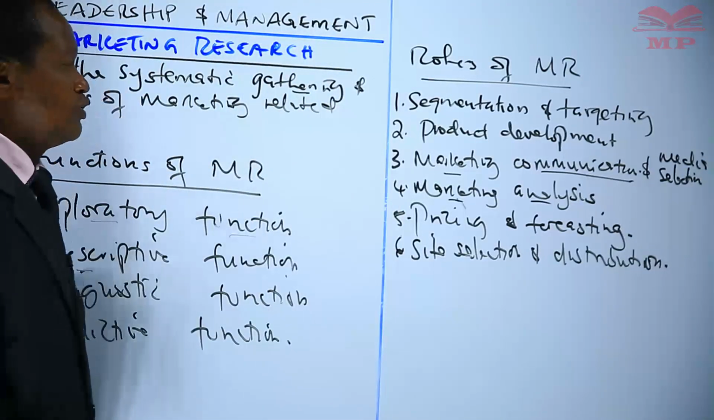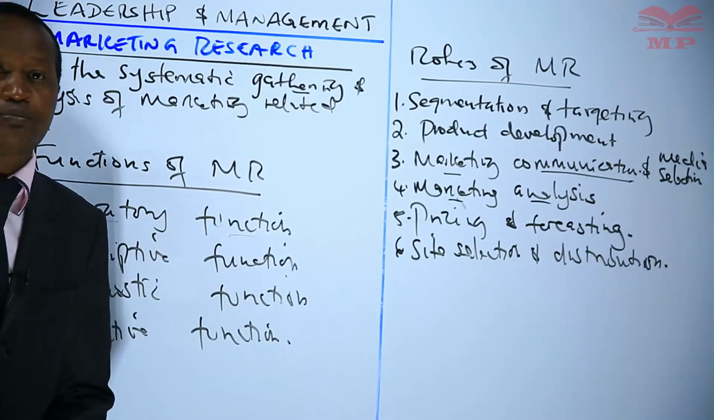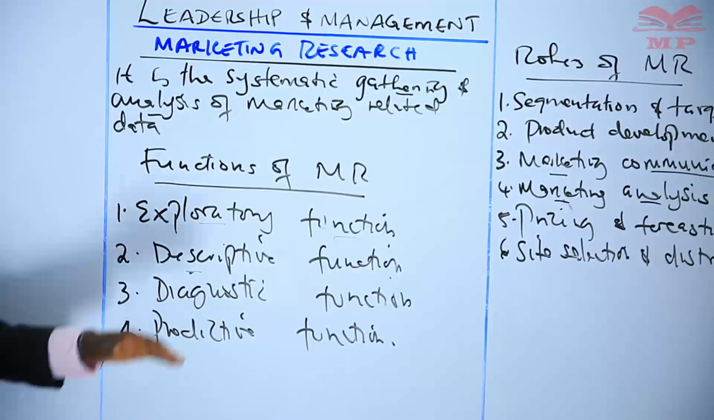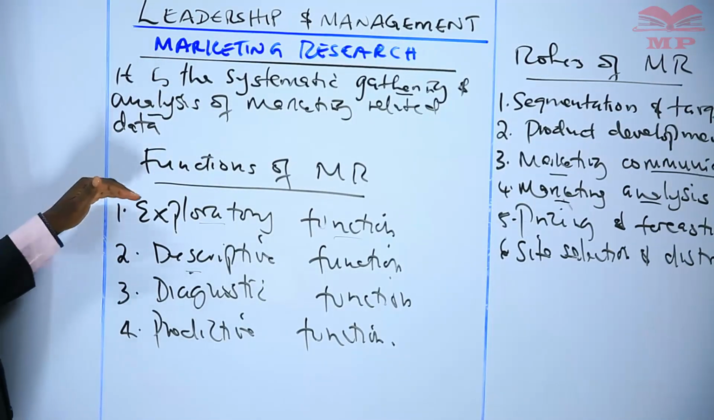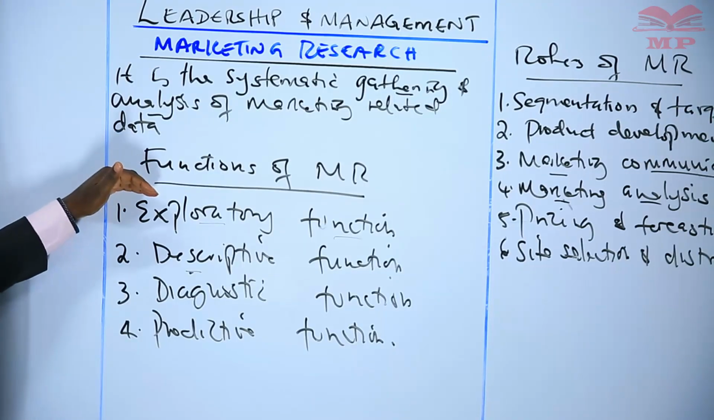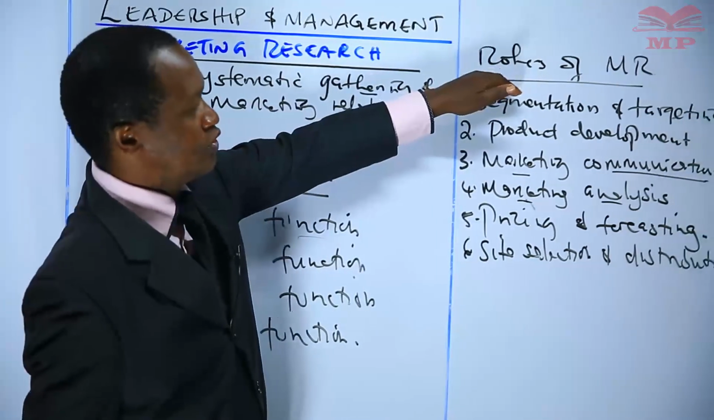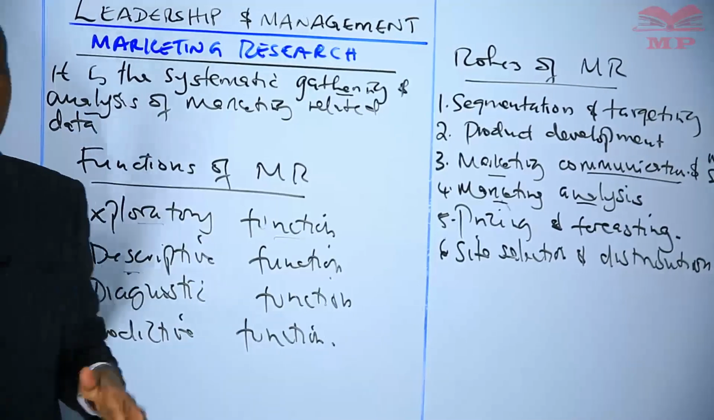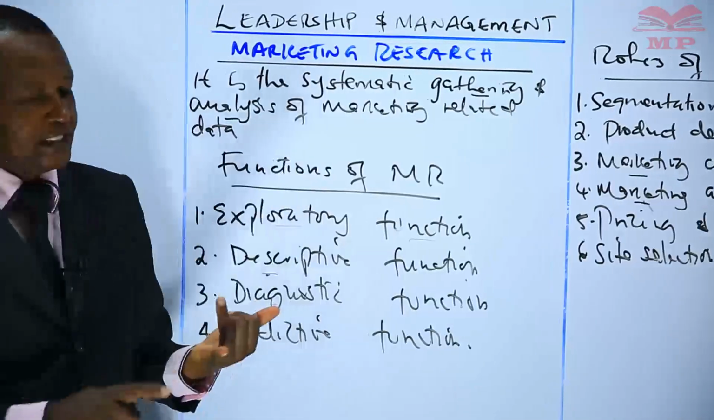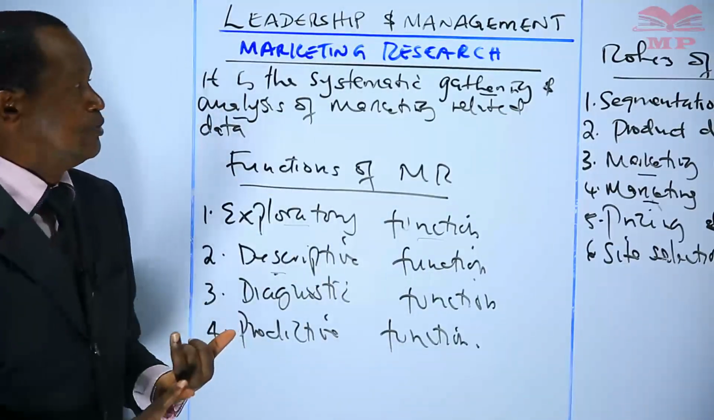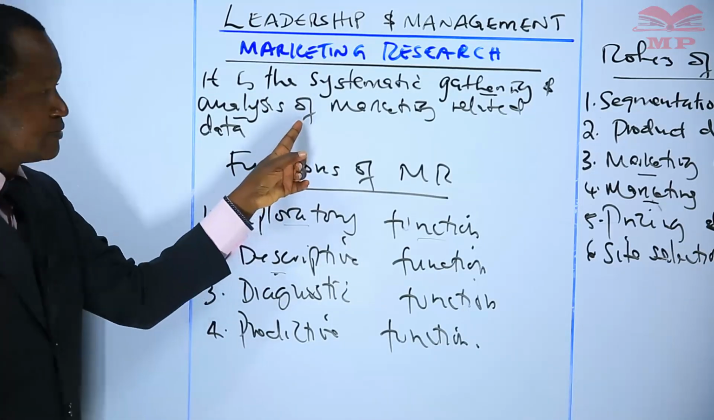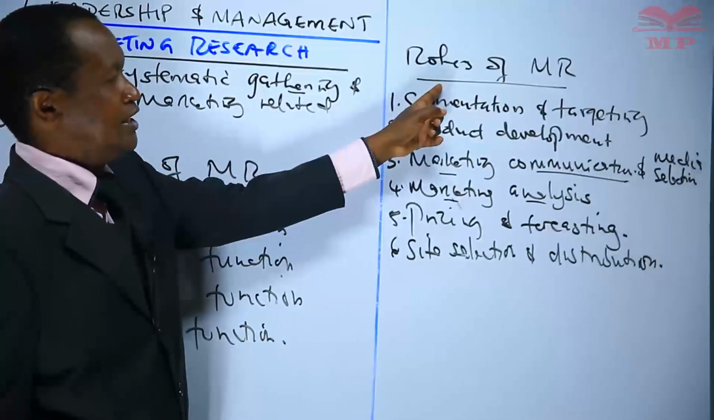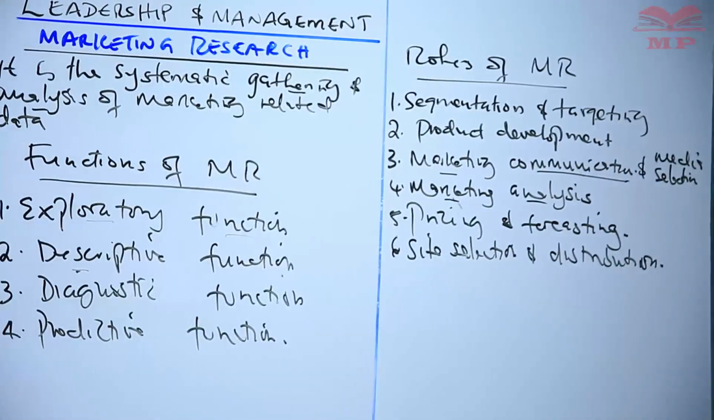So these are 6 roles of marketing research, and that effectively brings today's lesson to a close, where we defined marketing research, outlined the functions of marketing research, and number 3, the roles of marketing research. Remember, those are the 3 lesson objectives. By the end of this lesson, you should be able to, number 1, define marketing research. Number 2, outline the functions of marketing research. Number 3, identify the roles of marketing research.